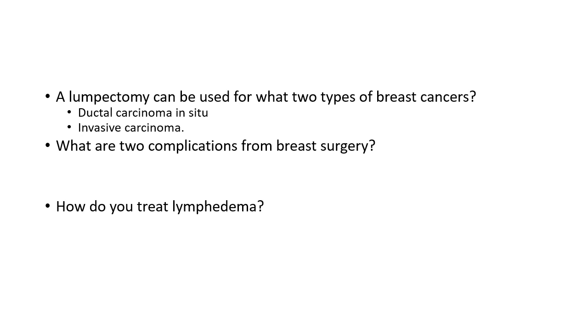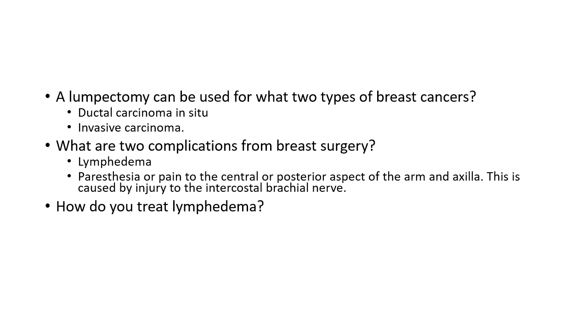What are 2 complications from breast surgery? Lymphedema, as well as paresthesias or pain to the central or posterior aspect of the arm and axilla. This is caused by injury to the intercostal brachial nerve.